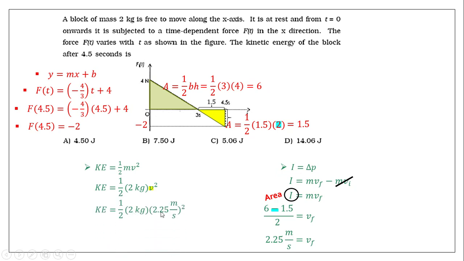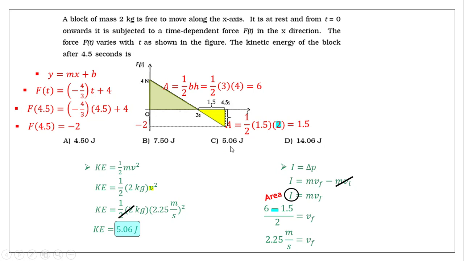So 1/2 times 2 times 2.25 squared. The 1/2 and the 2 kilogram for this particular problem will cancel out. And therefore, really, KE is just 2.25 squared. So if you square that on your calculator, you should get about 5.06 joules. And it matches with choice C, okay?